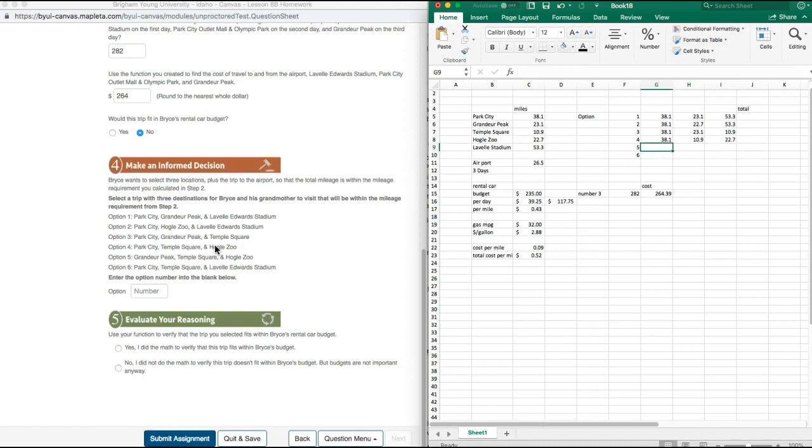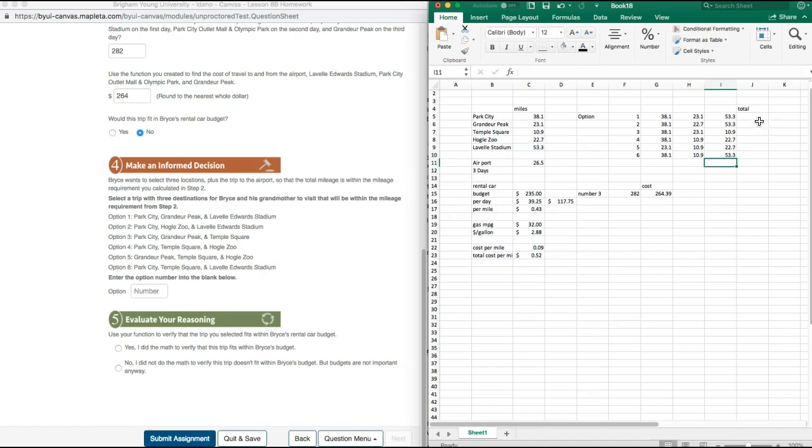And option 5, Grandeur Peak. Option 5, second place, Temple Square. And again here, the Hogle Zoo. Whoops, 2 of those, the Hogle Zoo. And option 6, Park City. Then Temple Square. And the last place is the stadium.